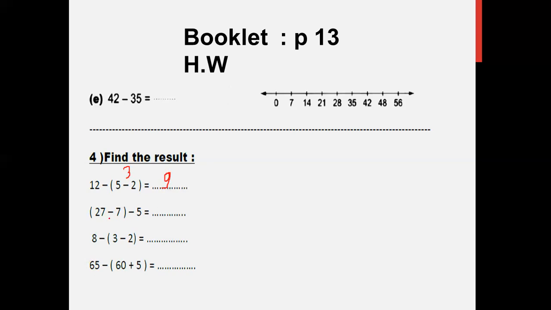Okay, 27 minus (7 minus 5) equals... At the first, we must solve the bracket. When you see a bracket, start with the bracket. 20 minus 5 equals 15. Okay, these two are for you.